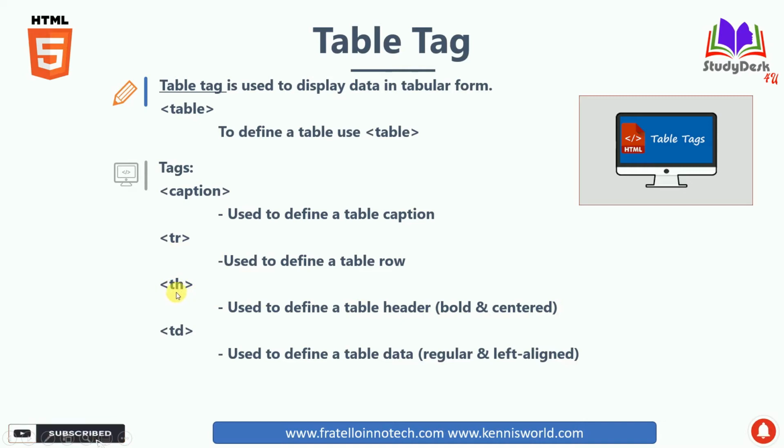And the next one is th tag. Th is nothing but table header. It is used to define a table header. By default, the text in th tags is bold and center aligned. So if you use this th, the text is displayed as bold and centered. And the last one is td tag, table data. It is used to define table data. By default, the text in this td tag is displayed as regular and left aligned. So all these are the tags associated with this table tag.